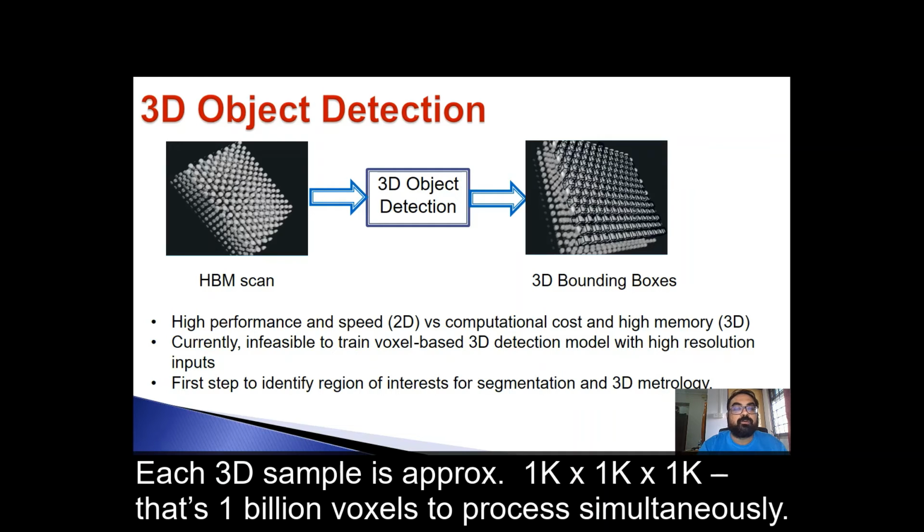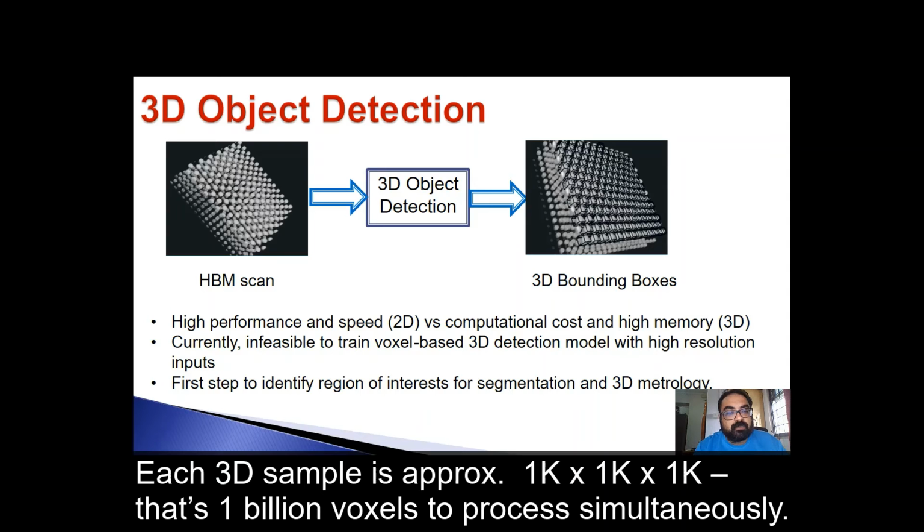One is, crudely, to do this in 3D directly. Given a 3D sample, we train a model such that the output is essentially a series of these 3D bounding boxes that tell us the starting point for each of these areas, as well as the width, height, and depth tightly for these structures.